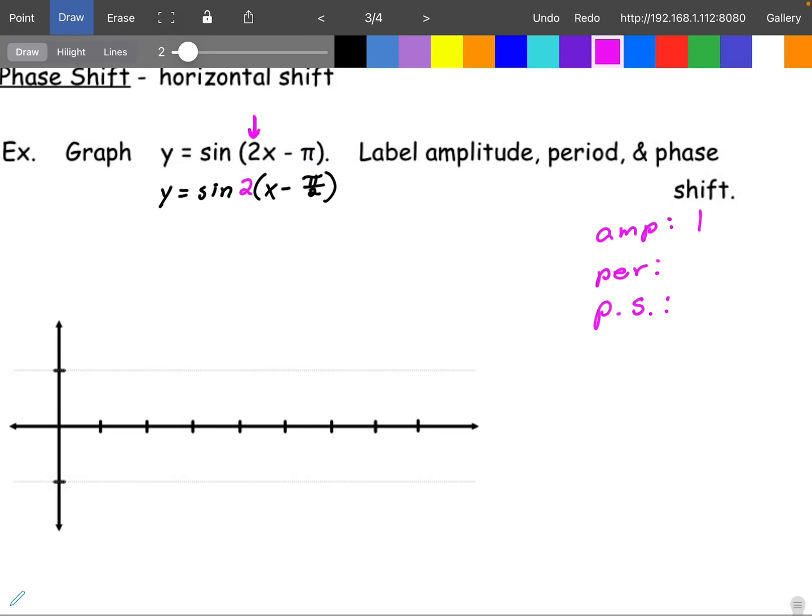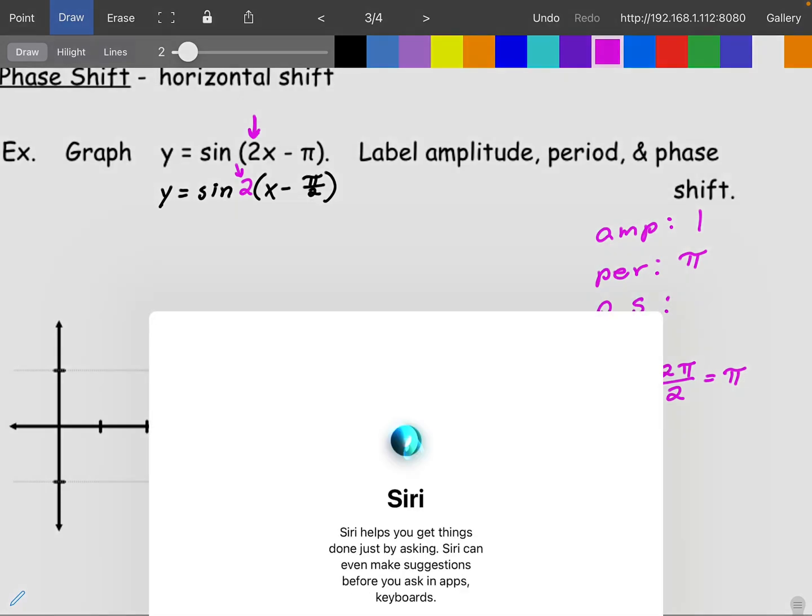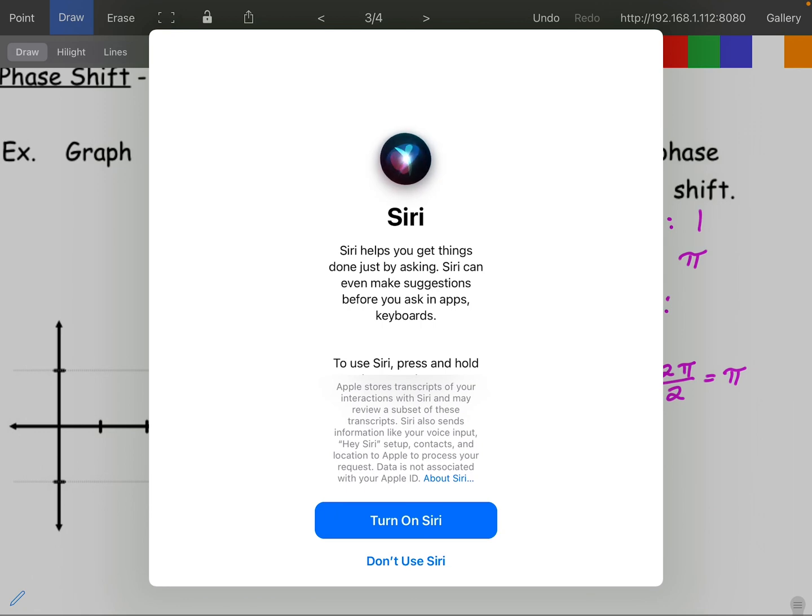So that means that we do have a b value of 2, which tells me that my period is going to be the normal period, which is 2 pi, divided by my b value, which is 2. So my period is simply pi. Okay, then from that I can figure out what my x-axis labels need to be. So let's go ahead and do that.